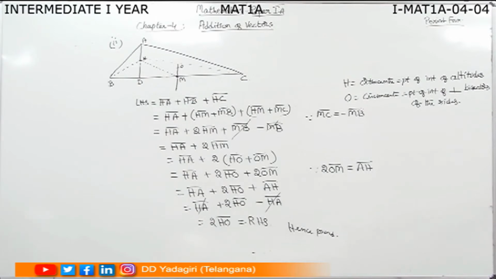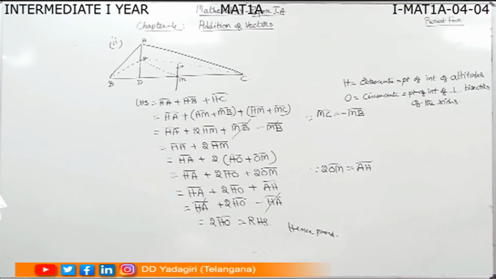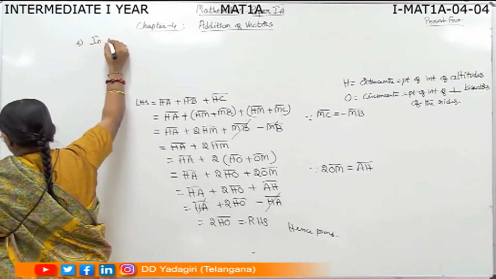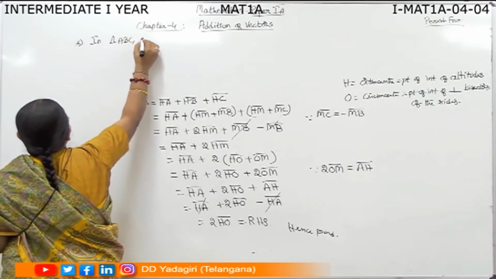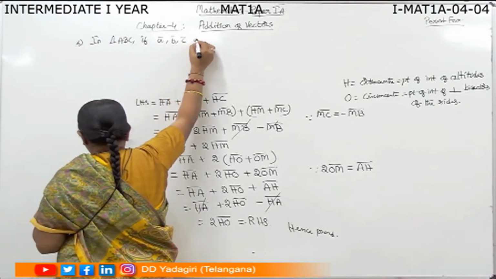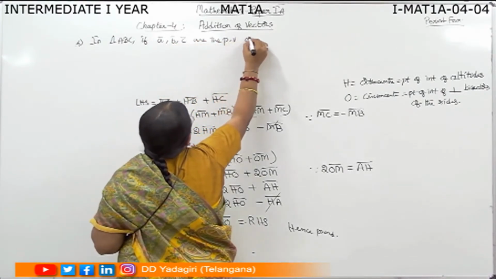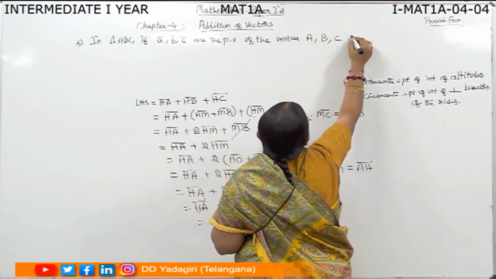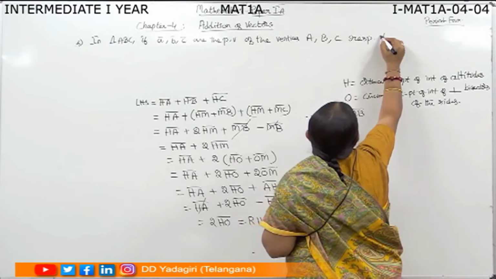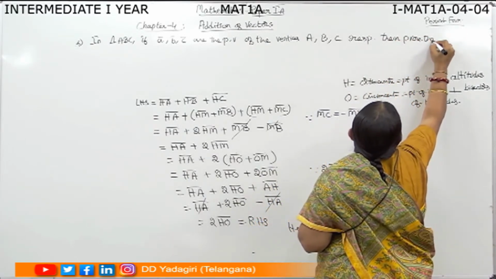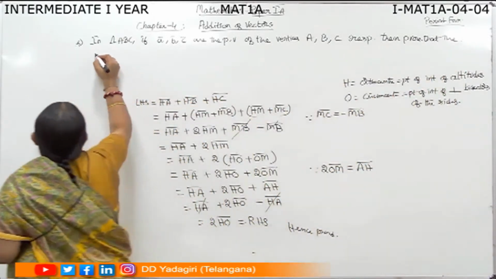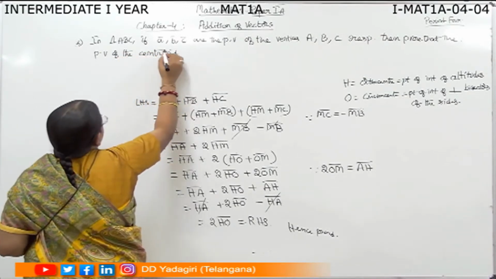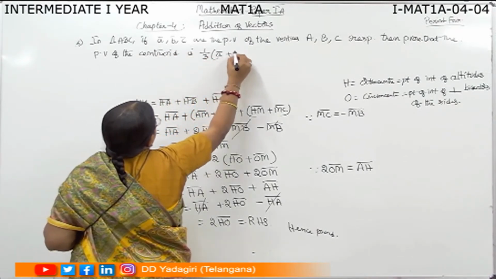Next problem. 66th problem. In triangle ABC, if A, B, C are the position vectors of the vertices, capital A, B, C respectively, then prove that the position vector of the centroid is 1 by 3 into A plus B plus C.